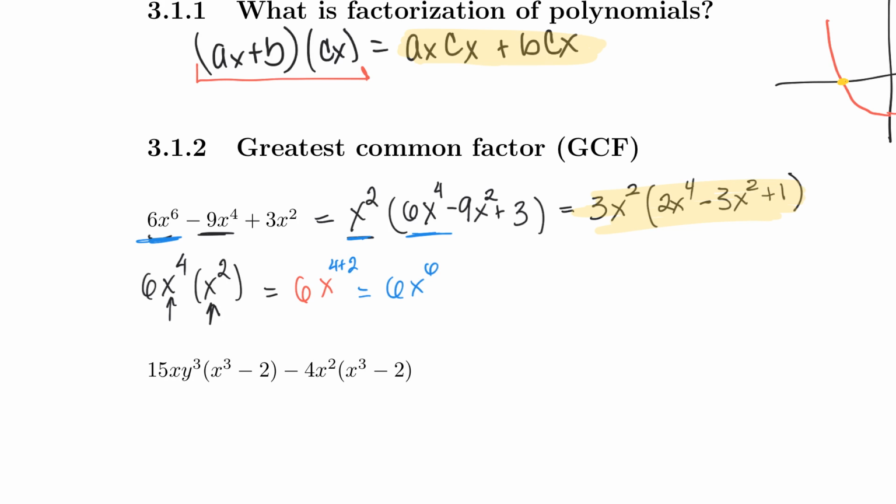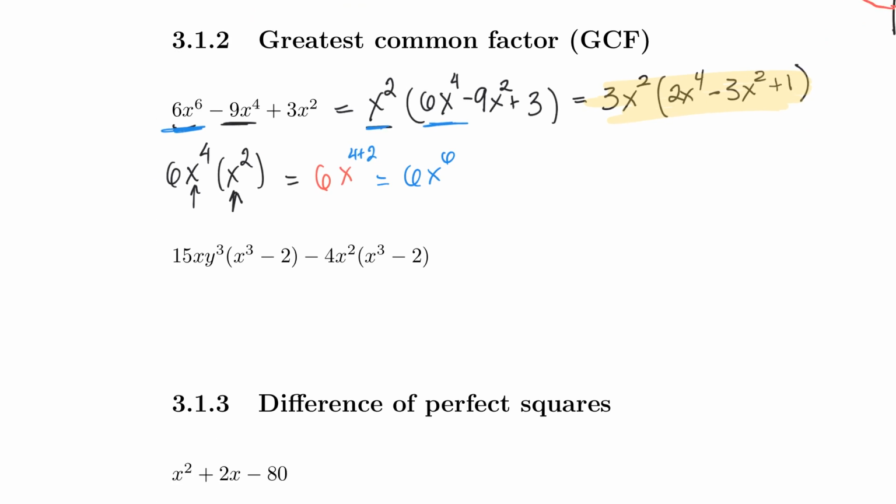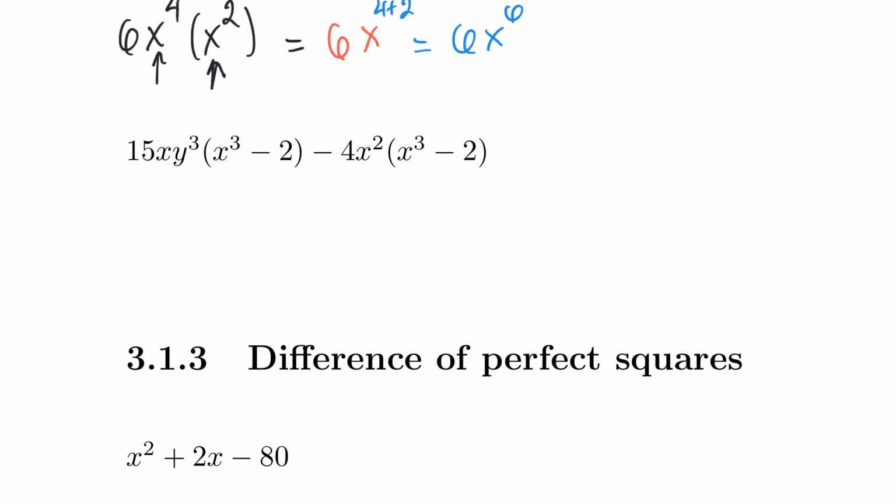Okay, so here this is our final factorization. Now let's do another example, a little bit more complicated. Okay, here we have 15xy cubed times (x to the third power minus 2) minus 4x squared times (x cubed minus 2). Okay, so there are many common factors here. Remember that you can have the common factor for the variables and for the constant. In the variables, remember that can be x, y, w, u, whatever letter changes depending on the value that you assign to it. So in this case, we evaluate term by term.